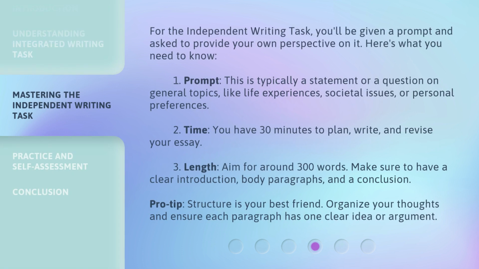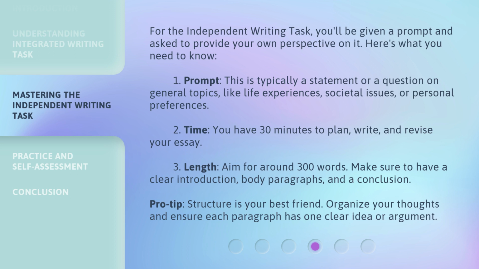For the independent writing task, you'll be given a prompt and asked to provide your own perspective on it. Here's what you need to know. 1. Prompt. This is typically a statement or a question on general topics, like life experiences, societal issues, or personal preferences. 2. Time. You have 30 minutes to plan, write, and revise your essay.